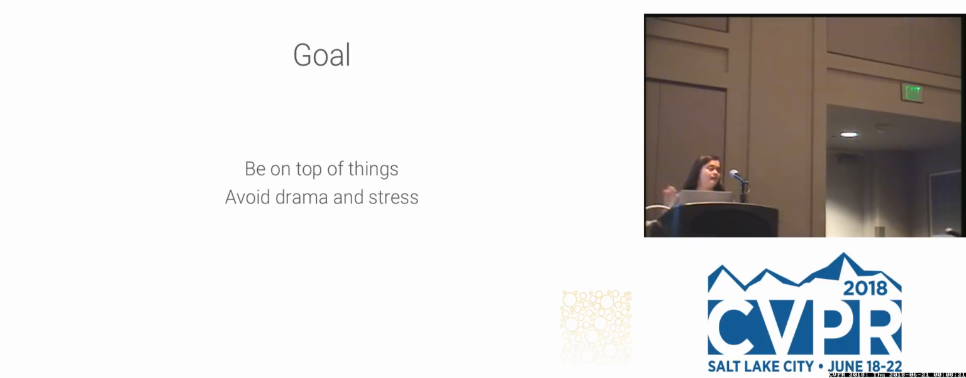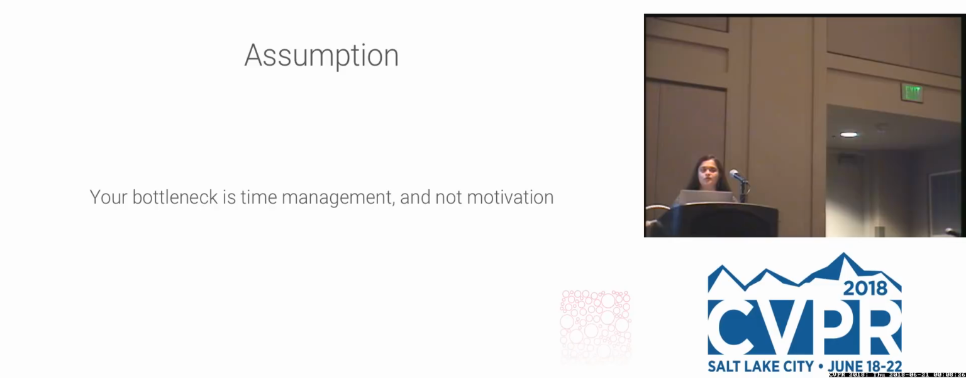The assumption here is that your bottleneck is time management and not motivation. So if your issue is motivation, these slides will not help. The assumption is that you are motivated to get stuff done, but you don't know how to manage your time. And if that's the case, then hopefully this will be helpful.